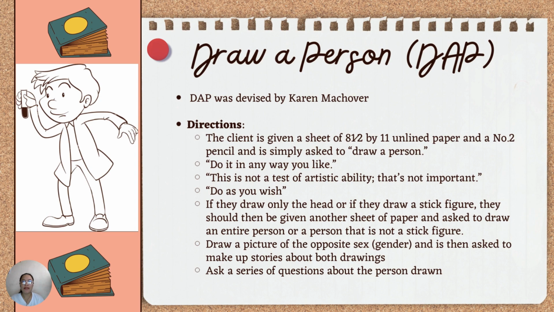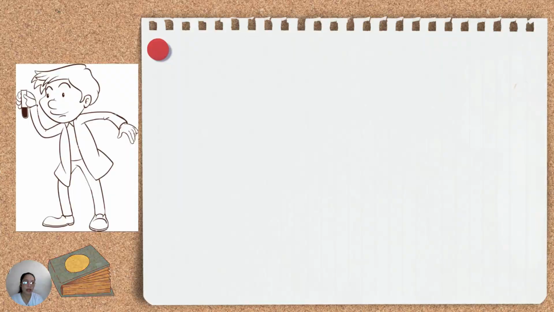The patient is then given another sheet of paper, is asked to draw a picture of the opposite sex or gender, and is then asked to make up stories about both drawings. Now, if the patient cannot do so, it is acceptable to ask a series of questions about the person drawn.